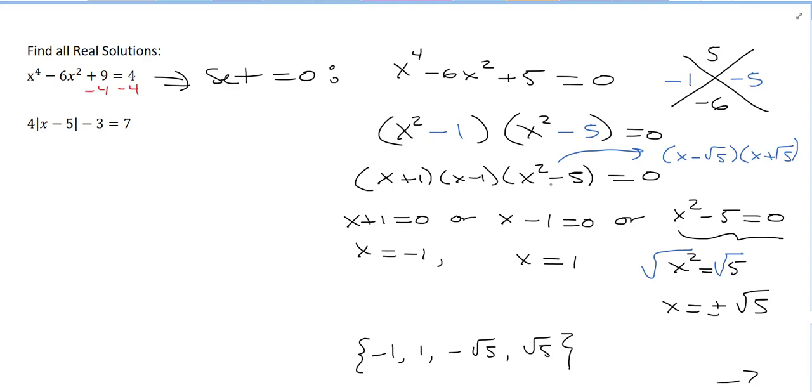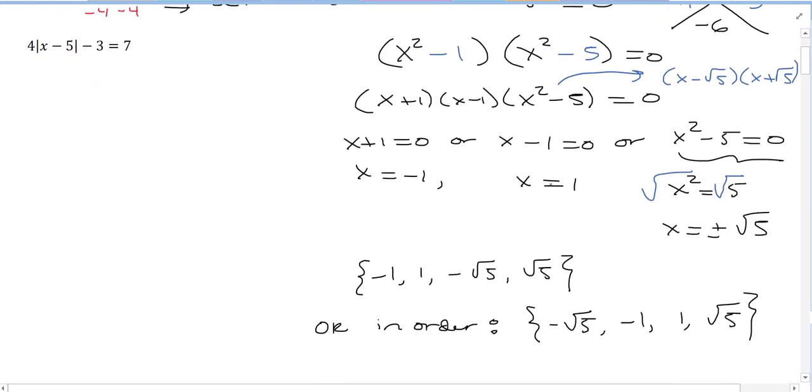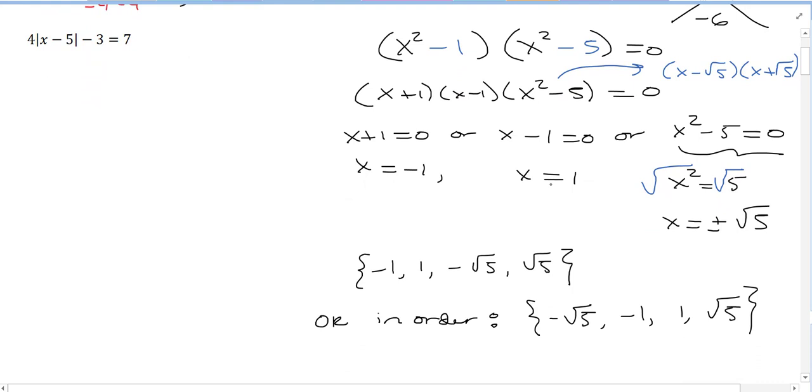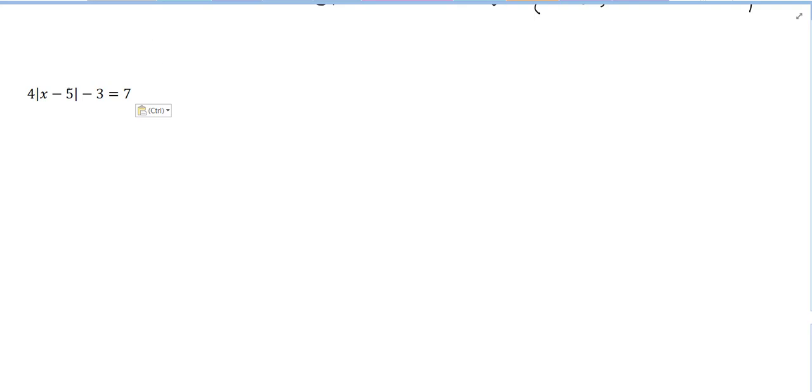All right, so let's try the second problem, the absolute value. We want to solve 4 times the absolute value of x minus 5, minus 3 equals 7. So let's solve that equation. With absolute value equations, the big thing we want to do is isolate the absolute value on one side.